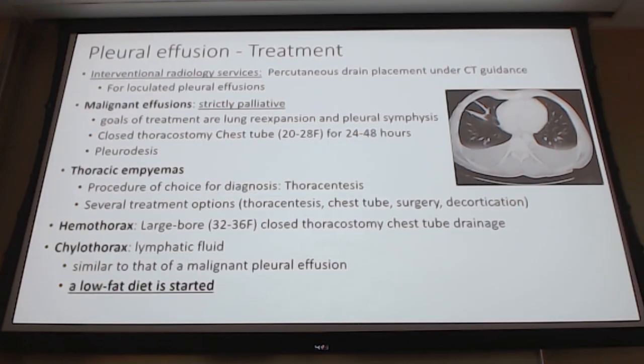Okay. Now, chylothoraces are different because it is lymphatic tissue or lymphatic fluid. Okay, so it's pretty similar to that malignant, but all we do for that one is really a low fat diet. Okay, if it's so bad that they're symptomatic, we could do a thoracentesis to try to draw off that fluid, but most of the time that's never going to fix it. The fix, the definitive treatment, is a low fat diet.